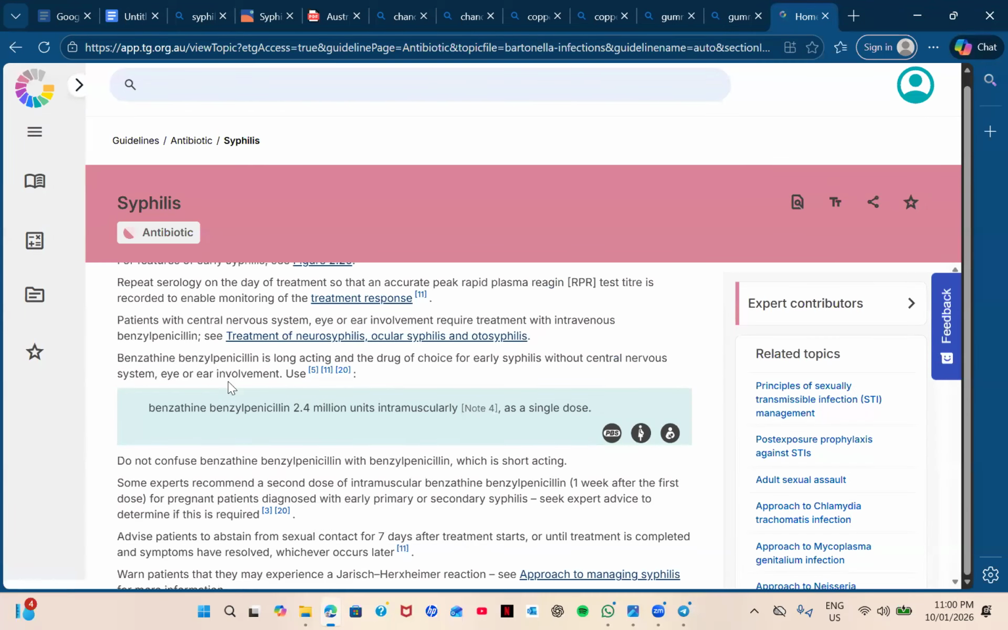Okay, the new one. Here, benzathine benzyl penicillin is long acting, and we have to give a long acting choice for early syphilis without central nervous system or eye or ear involvement. So here the same thing, 2.4 million units intramuscularly as a single dose, as a stat dose.